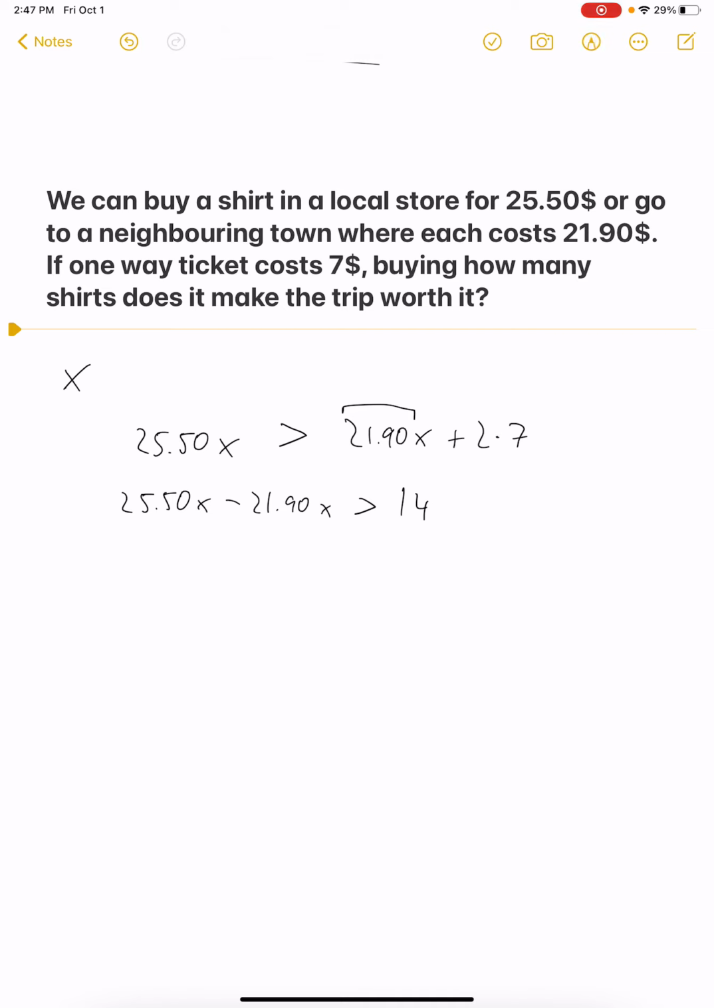Now $25.50 minus $21.90 is $3.60. So $3.60X must be bigger than 14. And X must be bigger than 14 over 3.6. Now this is roughly 3.9, so X must be bigger than 3.9, which means we need to buy at least 4 shirts to make it worth it going to the neighboring town and buying the shirts there.